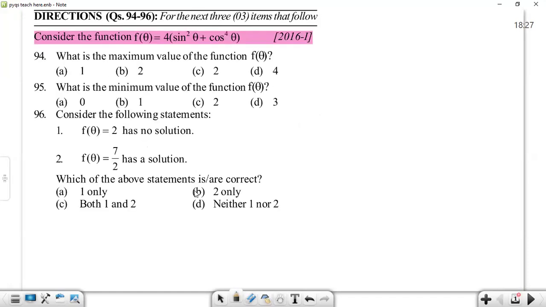So let's now move on to the first question. As it is a trigonometric function, let us first try simplifying it. Sin square theta plus cos 4 theta. We know we can change the whole function into sine or cos, so let's convert this function into sine.